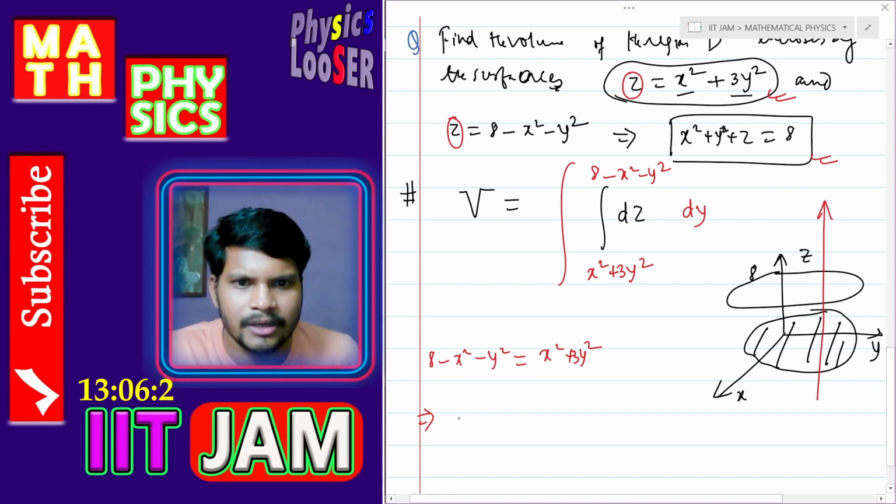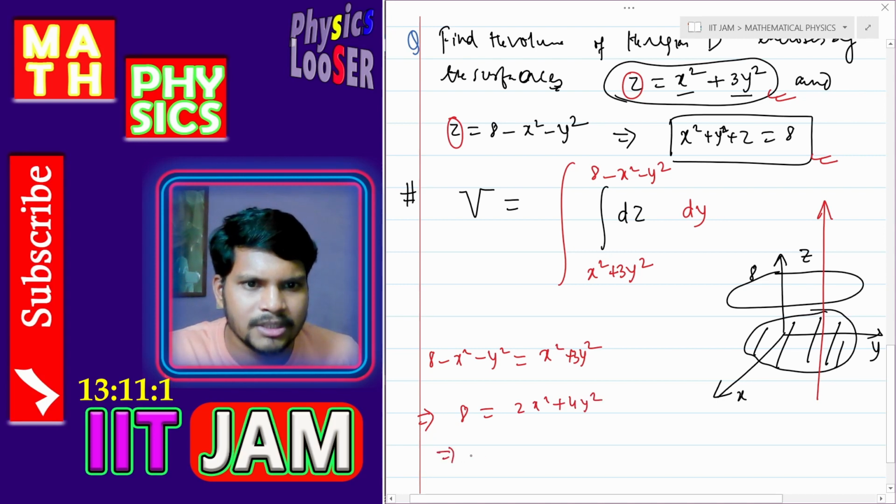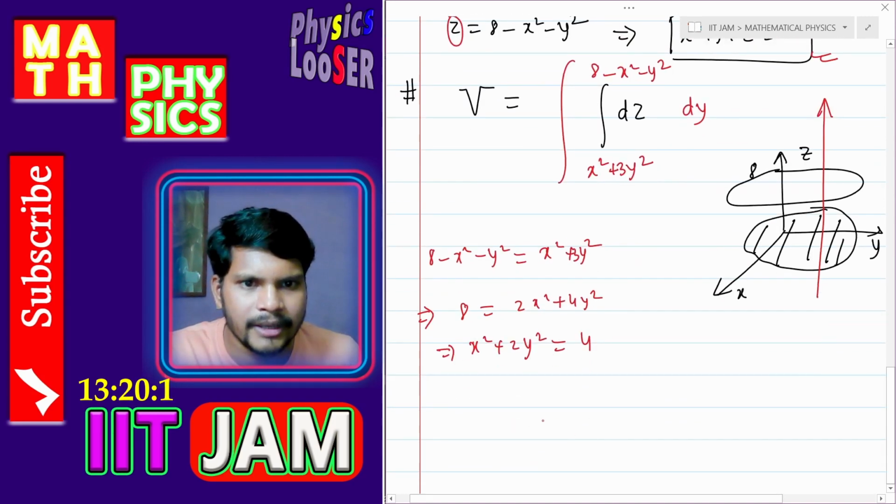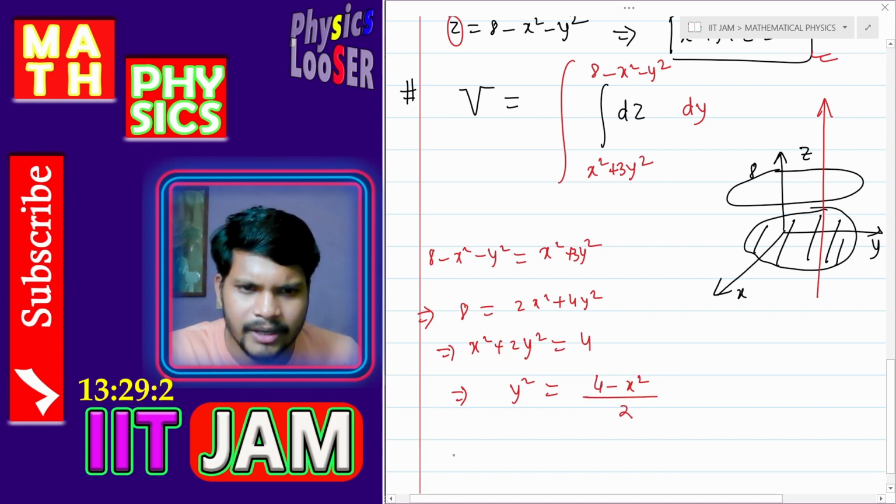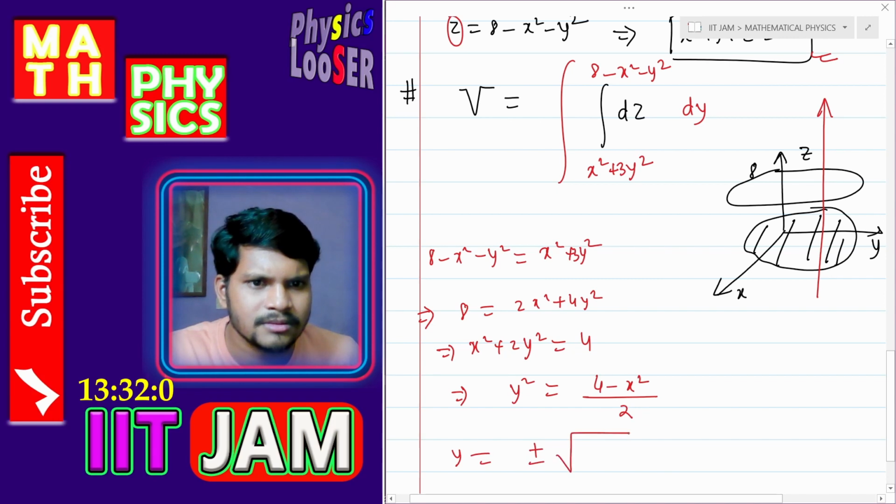So I can say here that 8 is equal to 2x square plus 4y square. Dividing by everything, dividing by 2, I will get 4, and hence I can write that y square is equal to (4 minus x square) by 2, correct? So y becomes plus minus square root of (4 minus x square) by 2. This is how we can find out that dy is expanding from minus to plus y.